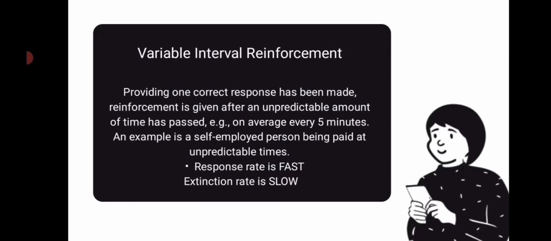And the last one is variable interval reinforcement. Providing one correct response has been made, reinforcement is given after an unpredictable amount of time has passed. Example, on every 5 minutes average. An example is a self-employed person being paid at unpredictable times. So here, the response rate is fast and the extinction rate is slow.